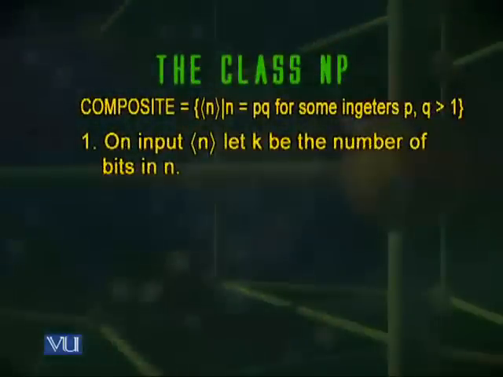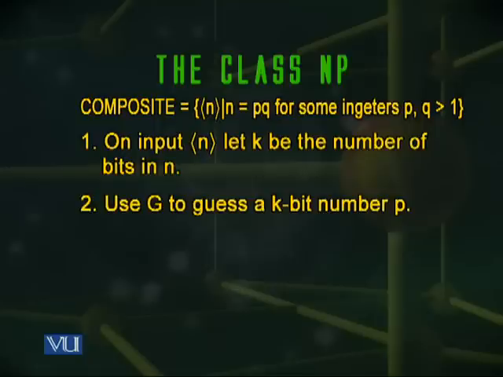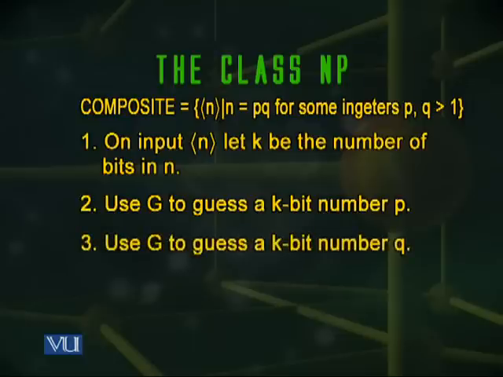What we will do is, in order to describe our non-deterministic Turing machine, we will call our previous non-deterministic Turing machine G as a subroutine to do some guessing for us. So on input n, we will first look at k, the number of bits in n. So k is the length of this integer n. Now we will use our Turing machine G to guess a k-bit number p. Then we'll again use this Turing machine G to guess another k-bit number q.